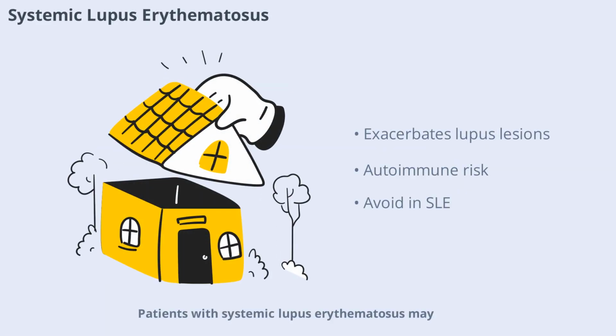Patients with systemic lupus erythematosus may experience exacerbation of lesions when taking tetracycline. This risk highlights the need for careful patient evaluation and avoidance of tetracycline in those with autoimmune conditions.